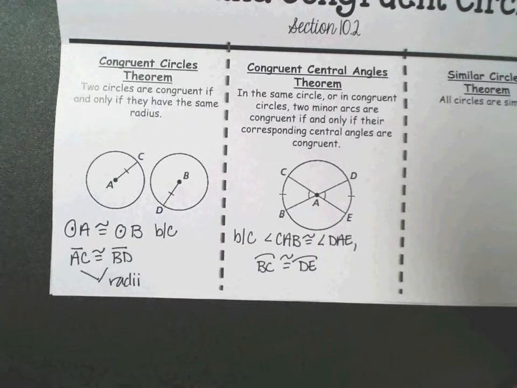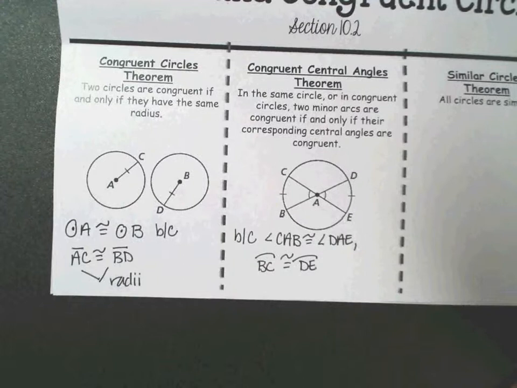What is that? It means circle. It means circle A. That's our notation for circle. Circle A is congruent to circle B.